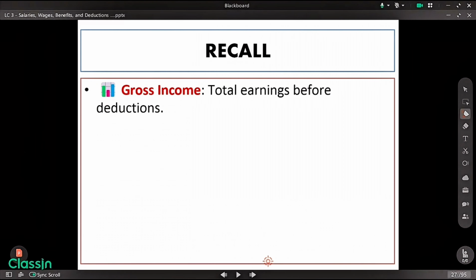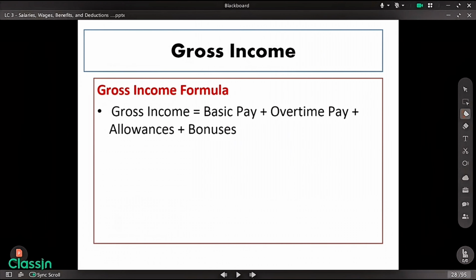Alright, now let's have the gross income. When we say gross income, these are the total earnings before the deduction. So it includes all the bonuses, incentives, and so on and so forth. The formula in getting the gross income could be the basic pay plus overtime pay plus allowances plus bonuses. It depends on the situation.